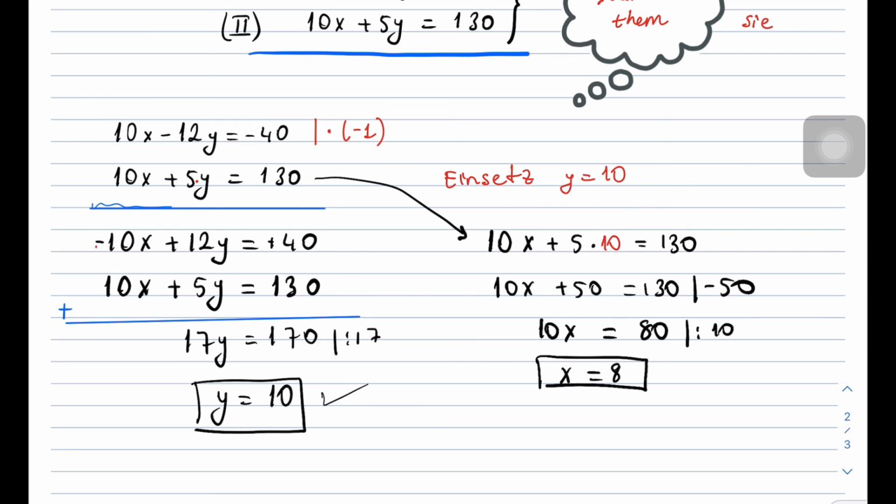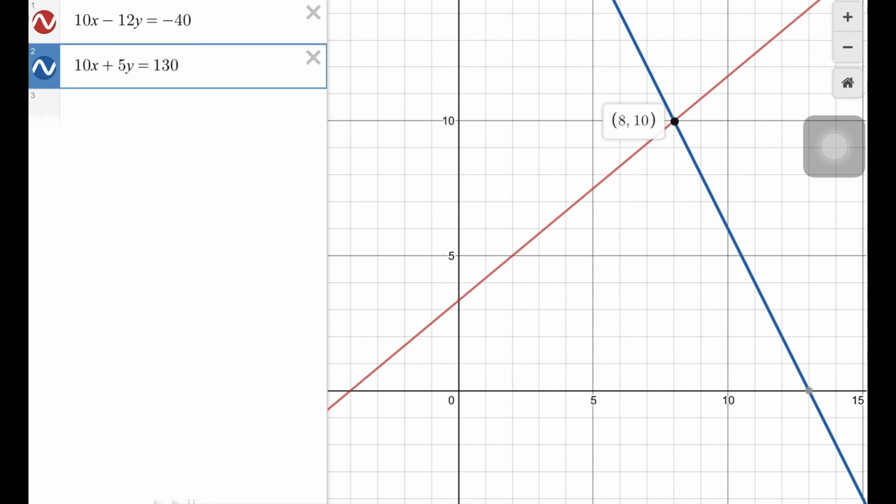I recommend you go to the decimals and check your answer. And here is the decimals answer. Look at this: the red graph is over here, 10x minus 12y, and then the blue one. When the red line and the blue line intersect, it's 8 and 10. Which one is x, which one is y? We always know that x comes first. X is equal to 8, y is equal to 10.